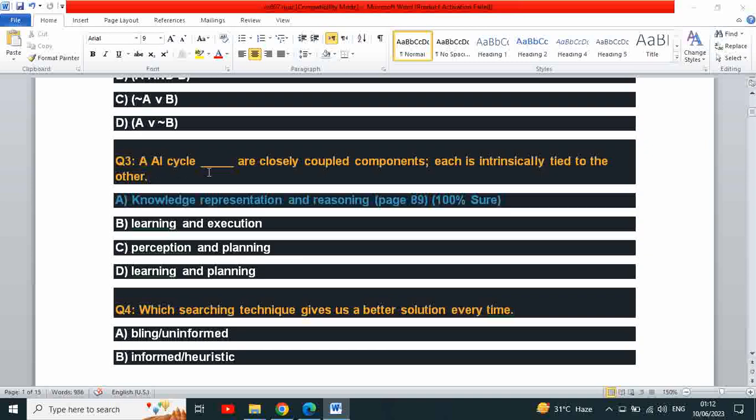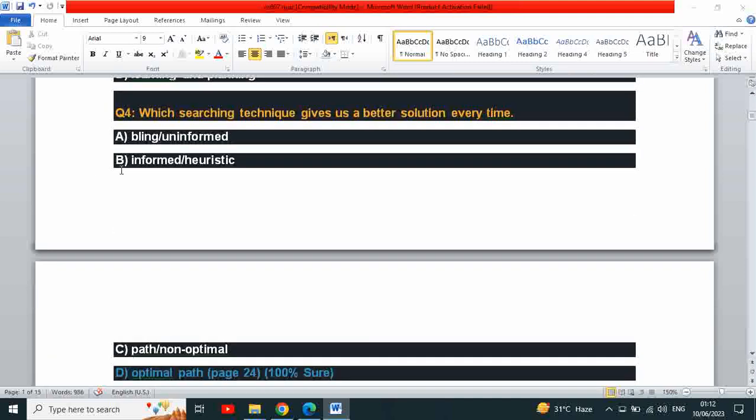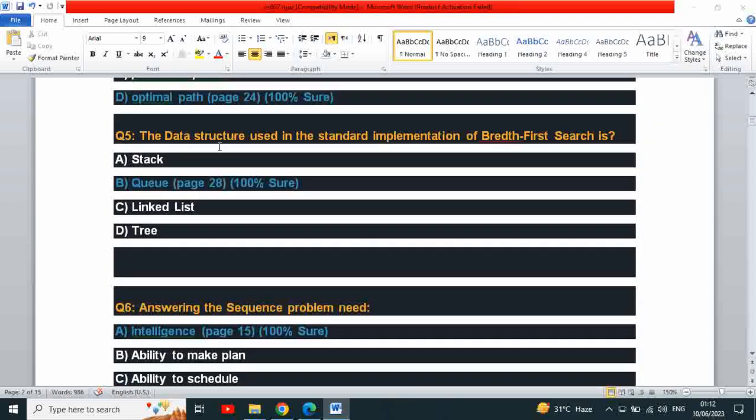AI cycle dash are closely coupled components. Knowledge representation and reasoning are closely coupled components. Each is intrinsically tied to each other. Which searching technique gives us a better solution every time? Optimal path. The data structure used in standard implementation of breadth first search is Q.